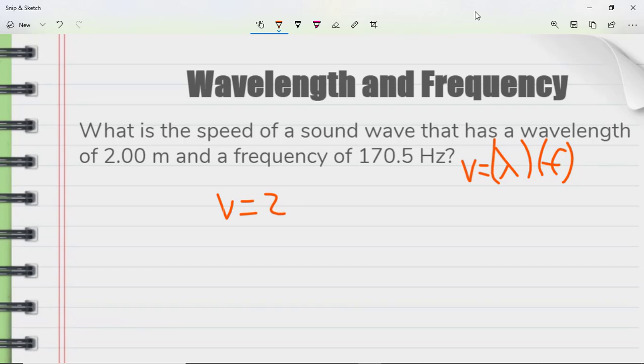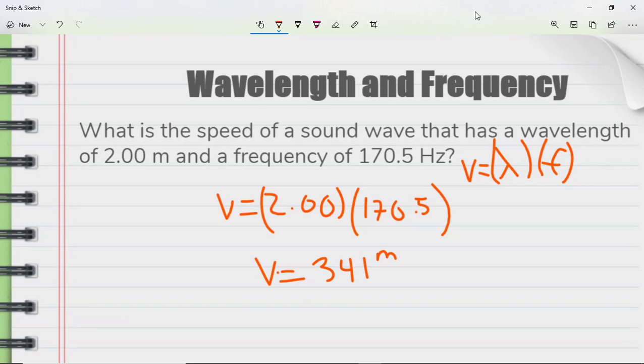Velocity equals 2.00 meters multiplied by 170.5 hertz. Plug into your calculator and get your answer. What we get is 341 meters per second. Okay. So again, it's pretty easy to plug in and solve and get some of these answers. Really, really easy. All right, let's move on.